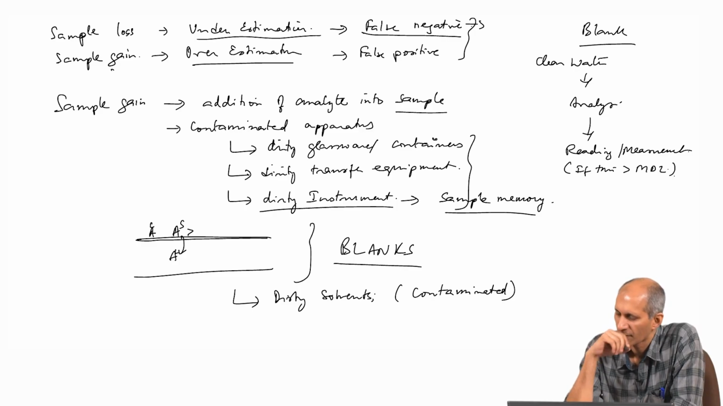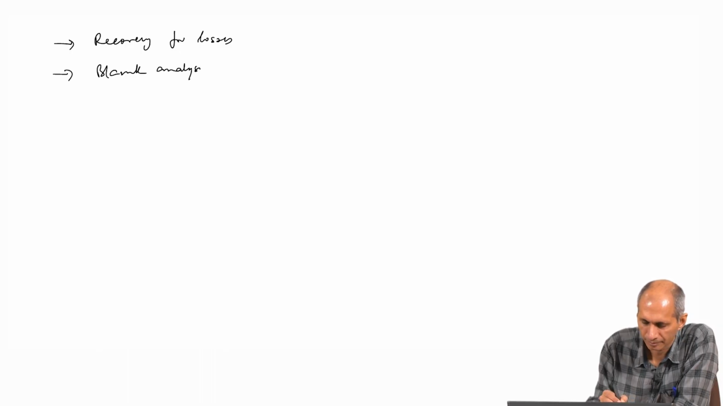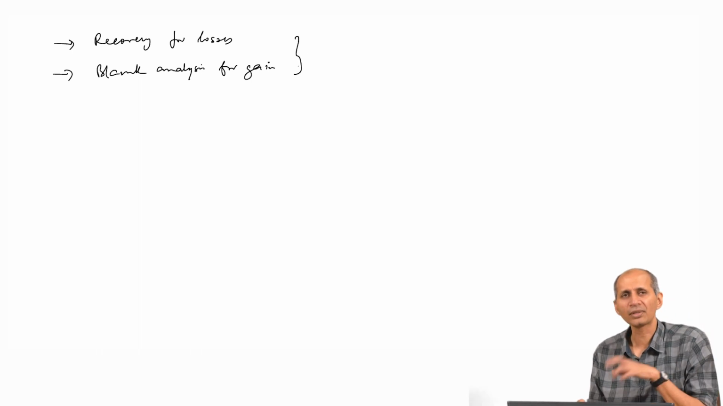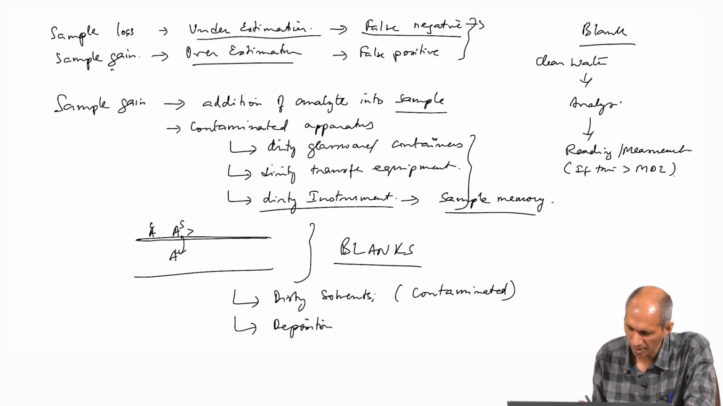Okay. So, to summarize, we need to estimate recovery for losses, and we need to do blank analysis for sample gains. Sample gain can also happen by contamination of the sample itself. For example, we are also looking at things like deposition. This does not happen to all samples, but deposition of material from exposure to air can occur.